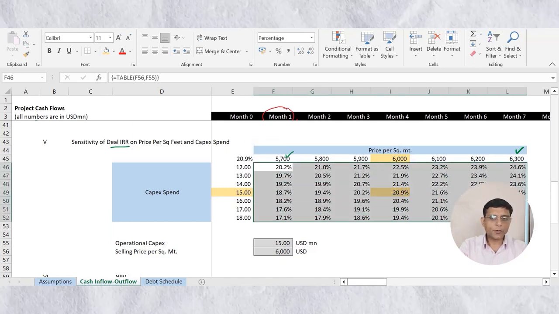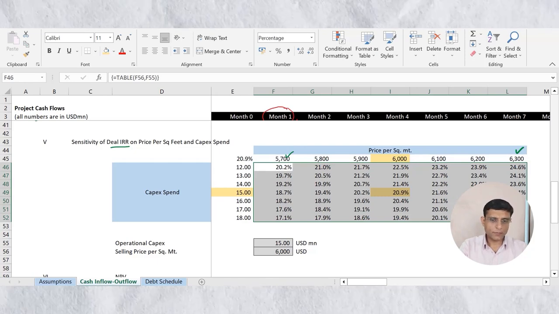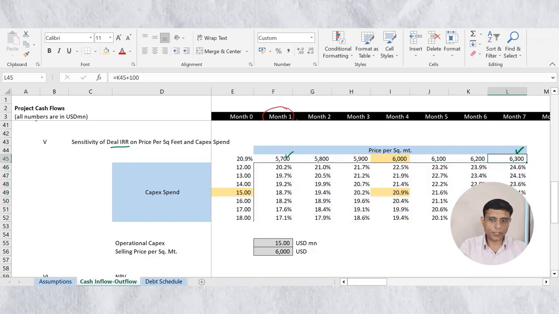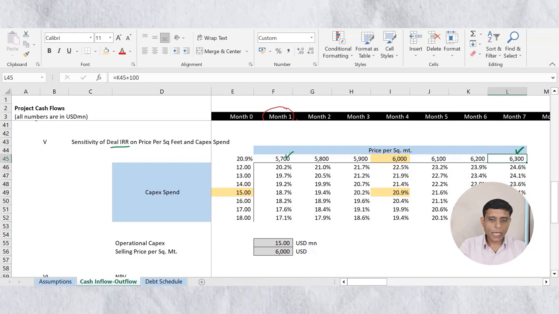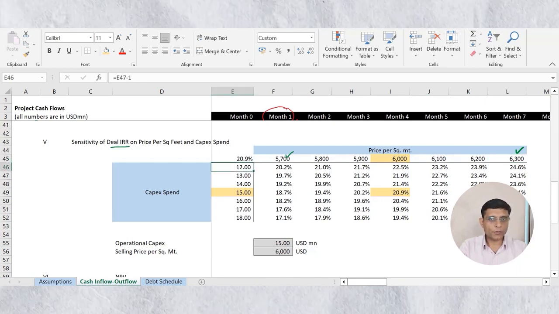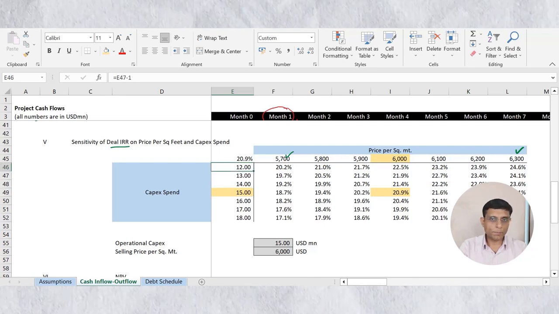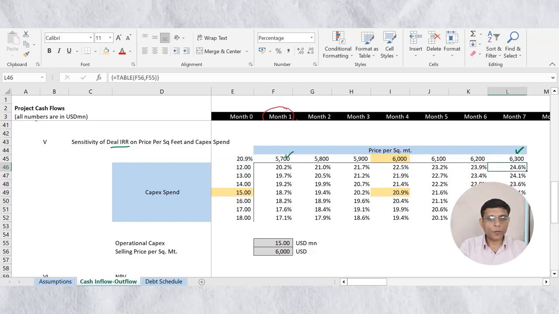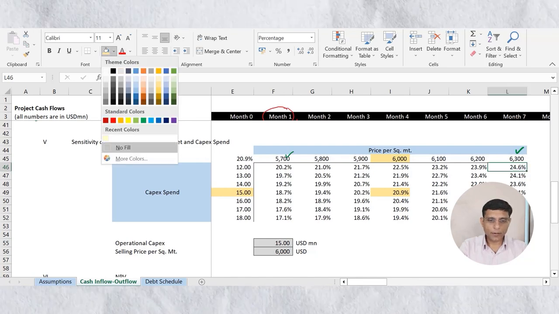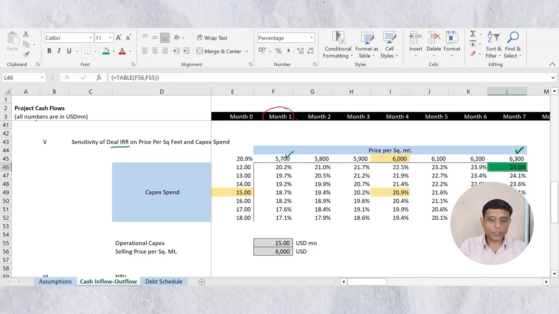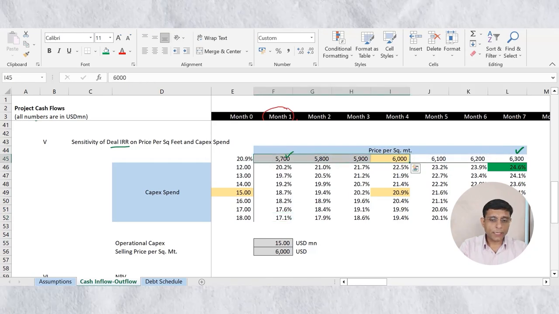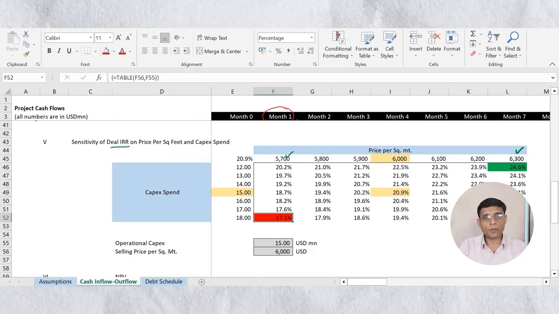Now, in this table, you can see the best case scenario is when I'm able to sell my project at $6,300 per square meter, and I'm able to control my capex to $12 million. My original estimate was 15. So if I am able to complete this project with $12 million of operational capex, my IRR would be maximum, 24.6%. This would be the maximum IRR in my range of assumptions. And the worst case scenario is if my capex increases, my cost overrun is up to $18 million. There is a cost overrun and my selling price decreases. In that case, I'm making 17% IRR. So in the worst case scenario, I'm making a 17% return from this project.